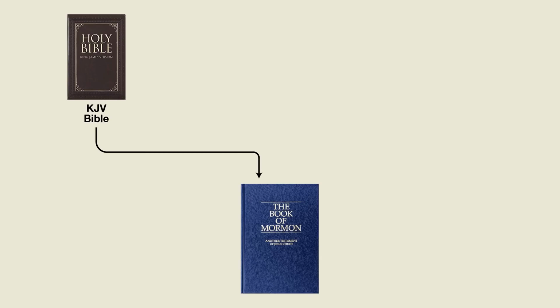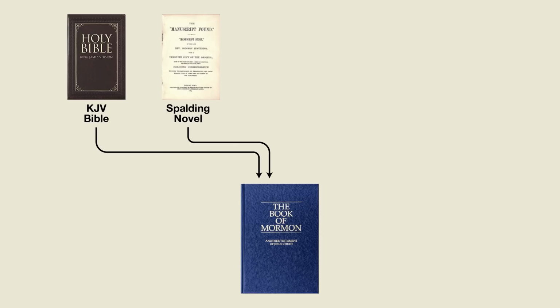The first is an unpublished novel by a man named Solomon Spaulding about a group of Romans who were blown off course and ended up in the Americas in the 4th century. The novel is written as if someone found a hidden record written by these Romans and simply published it. Sounds familiar, doesn't it? Some claim that a close associate of Joseph Smith's, named Sidney Rigdon, stole the manuscript for Spaulding's novel and used it to help create the Book of Mormon. This theory goes all the way back to 1834, just 4 years after the Book of Mormon was published.